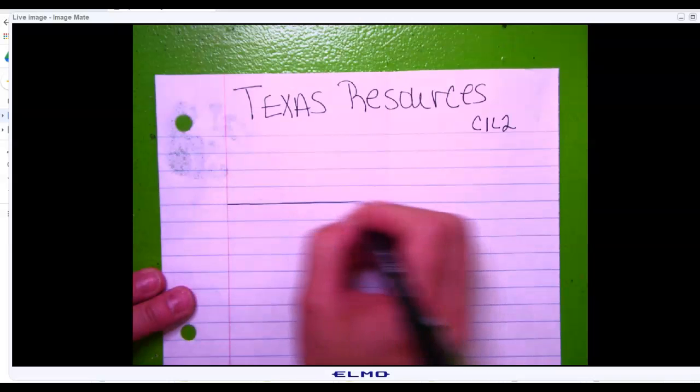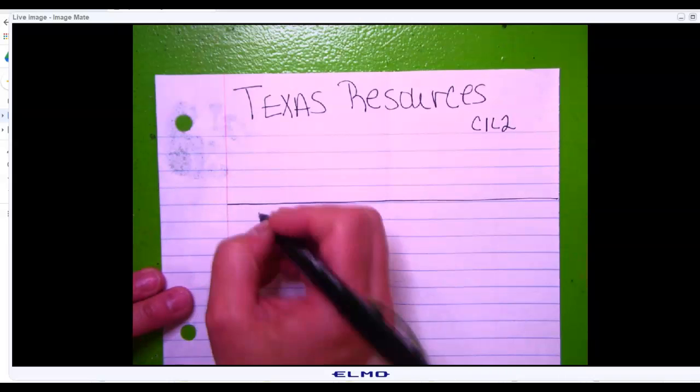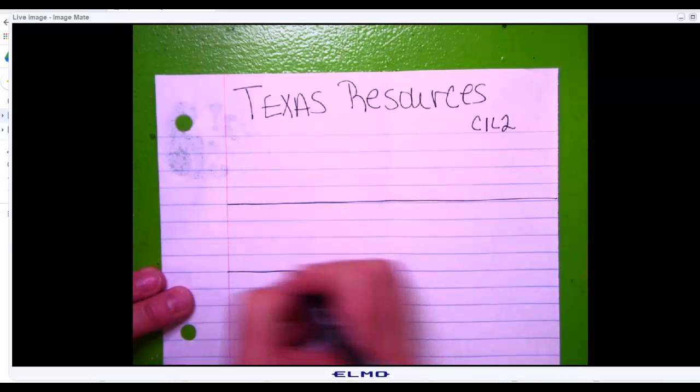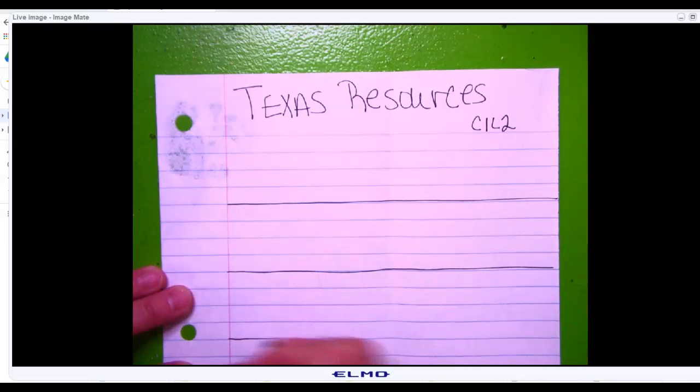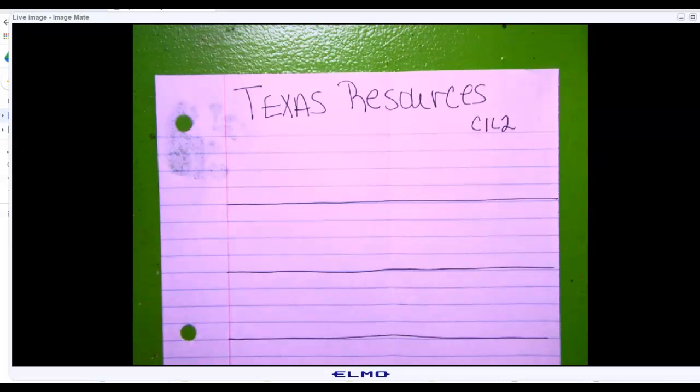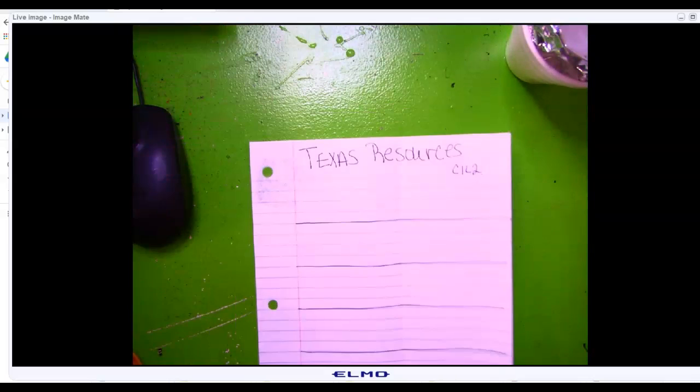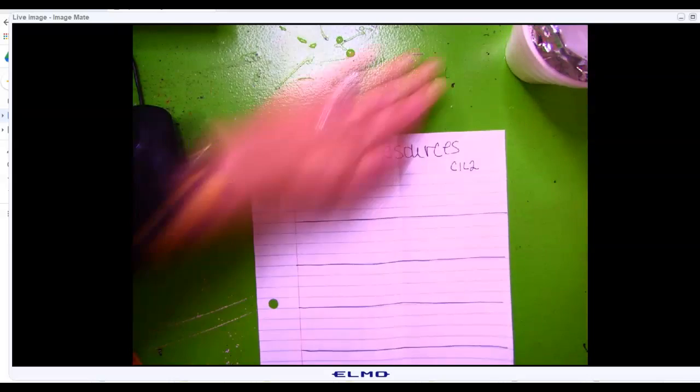So this is going to be 1, 2, 3, 4. 1, 2, 3, 4. 1, 2, 3, 4. I will zoom out so y'all can see this. But what I'm doing is I'm making sure that I have 4 lines between each one.